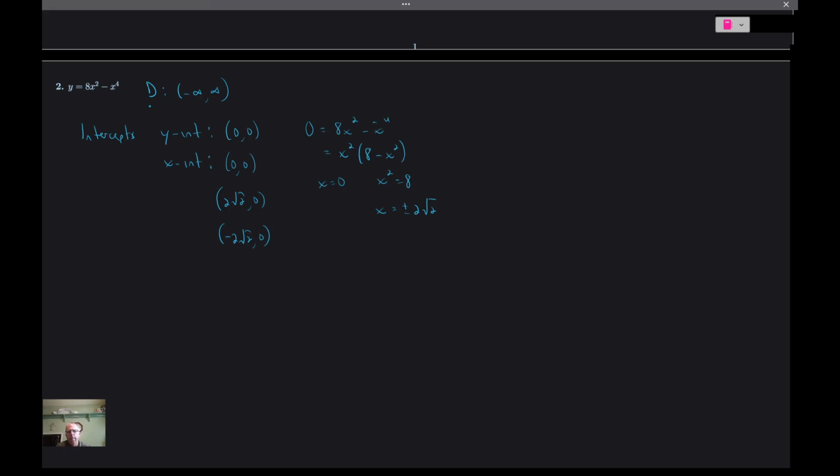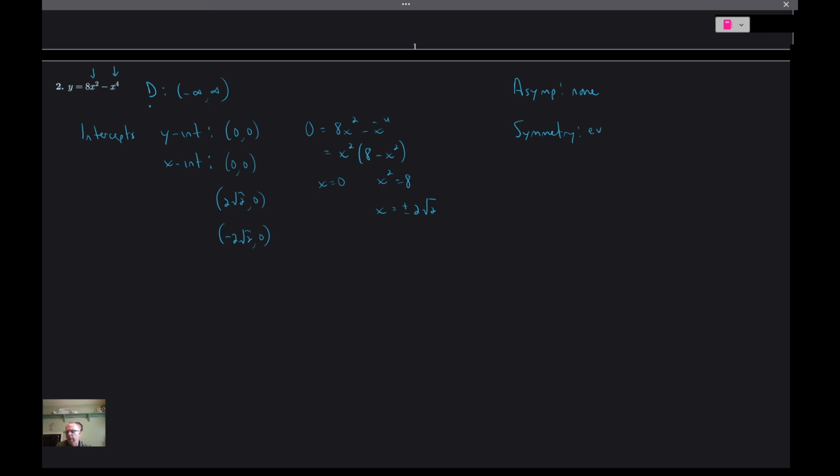Next, we could talk about asymptotes, but of course, with a polynomial, there are no asymptotes, so none. And then, among the first few preliminary things we can easily discover, symmetry. Now, most functions are not symmetric at all, but in this case, we have an even function here, x squared, and an even function here, x to the fourth.